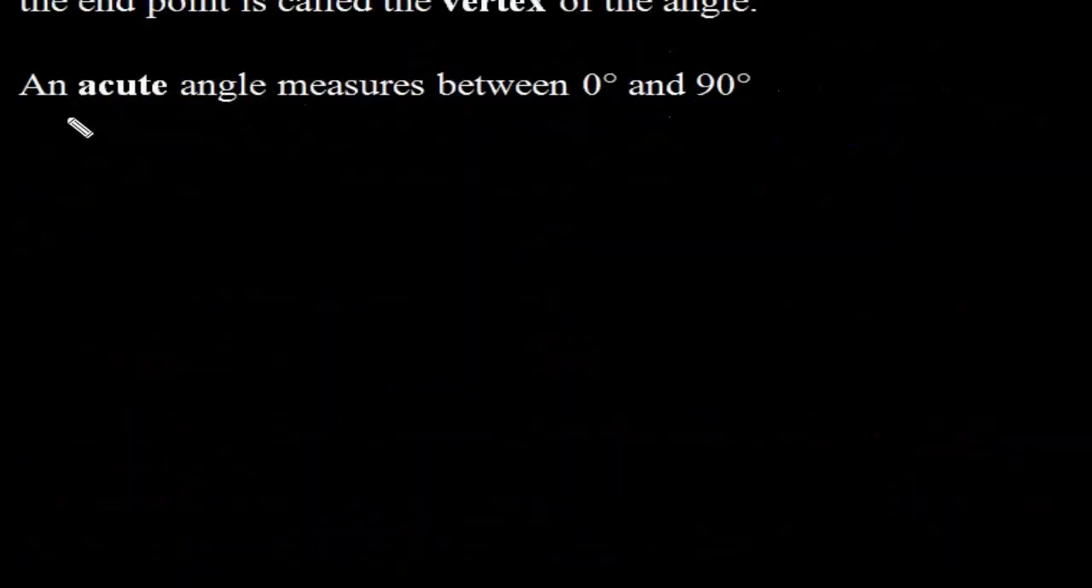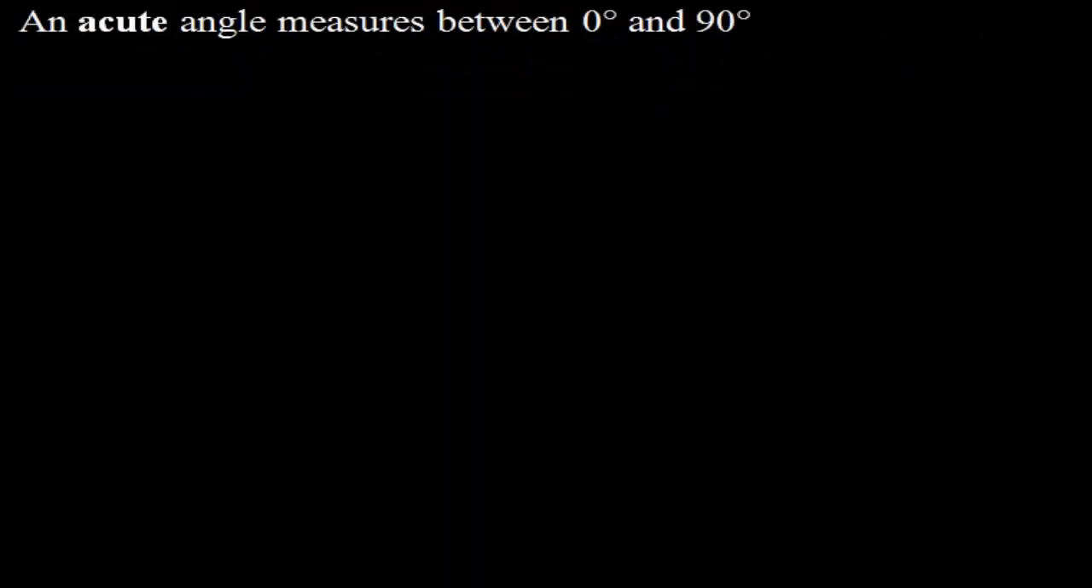Now, measures of an angle. An acute angle measures between 0 degrees and 90 degrees. If the measure of the angle lies between 0 degrees and 90 degrees, that is called an acute angle. Examples: 85 degrees, 25 degrees, 10 degrees, 15 degrees. Those angles are called acute angles.